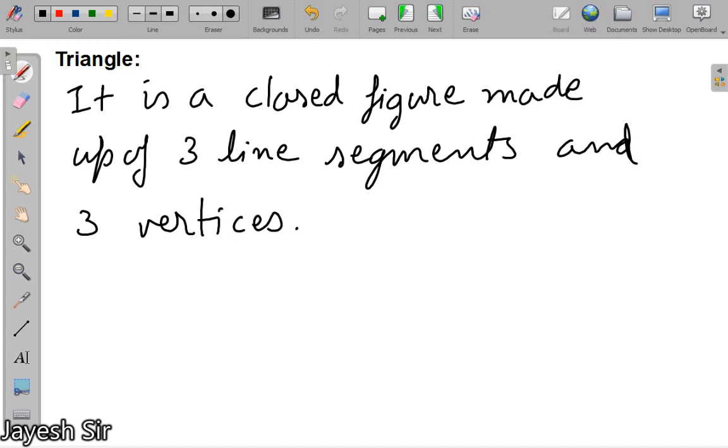Okay, what is a triangle? It is a closed figure made up of three line segments and three vertices. Okay, if you join any three random points which are not in a straight line, you form a triangle. Okay, this is a normal triangle. So we are going to learn about triangle and its properties in this chapter.